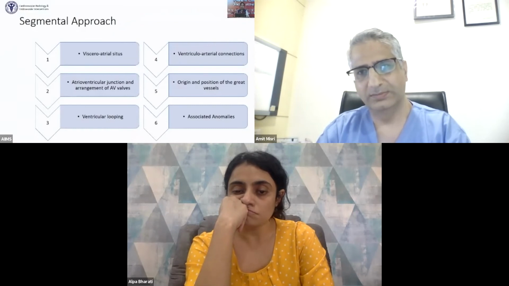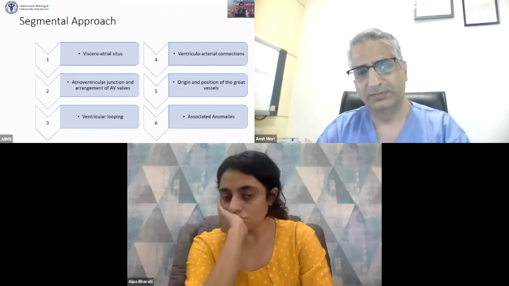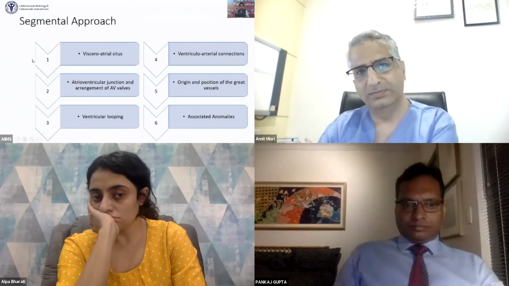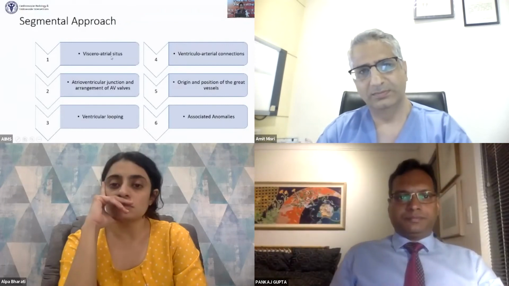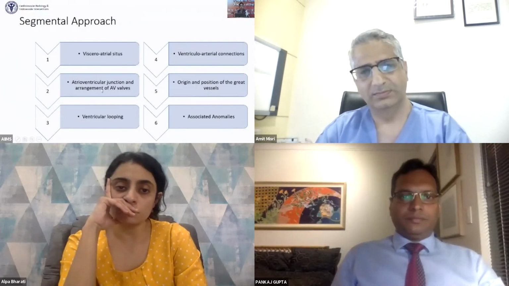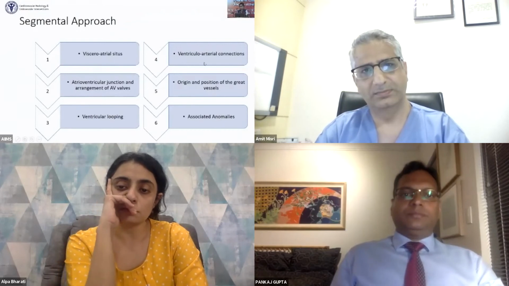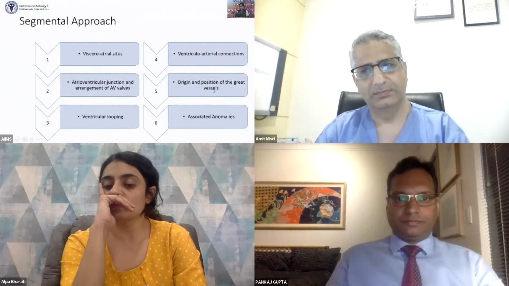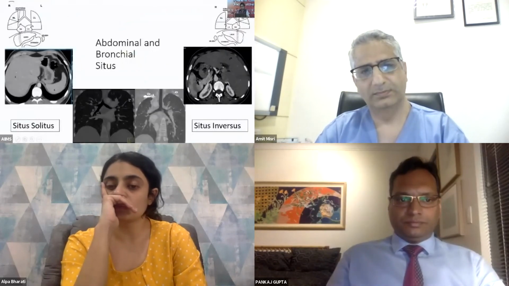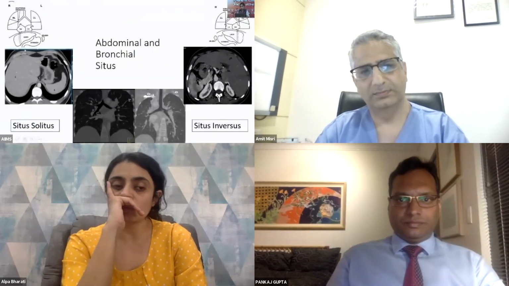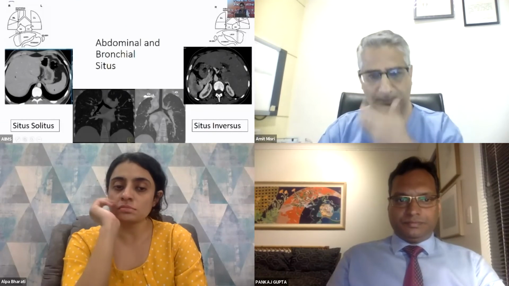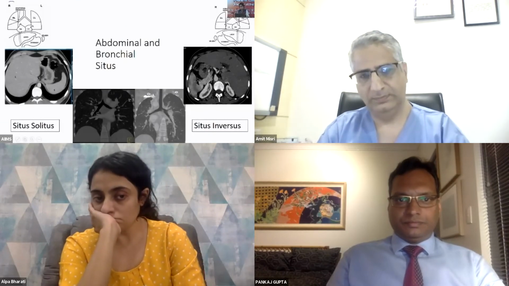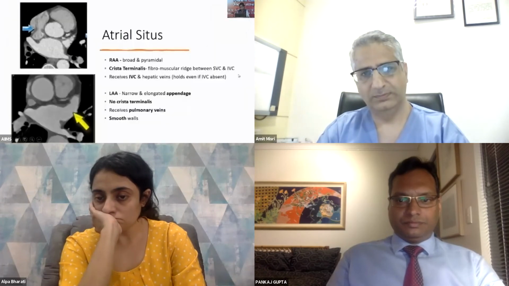When we talk about assessing this CT, we would do a segmental approach. Have a first look at the visceroatrial situs, look at the AV junctions and the arrangement of the AV valves, look at the ventricles, identify them, look at the atria and ventricles for any defects, the ventricular arterial connections, the great vessels, how are the positions, and any associated abnormalities. So this is situs solitus, liver on the right, and systemic venous atrium on the right side. And this is situs inversus.